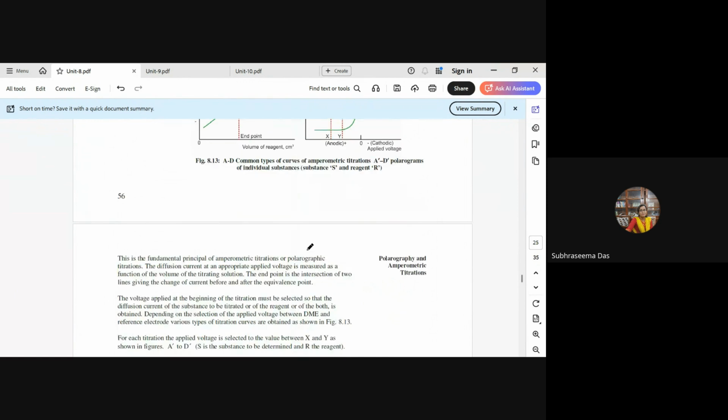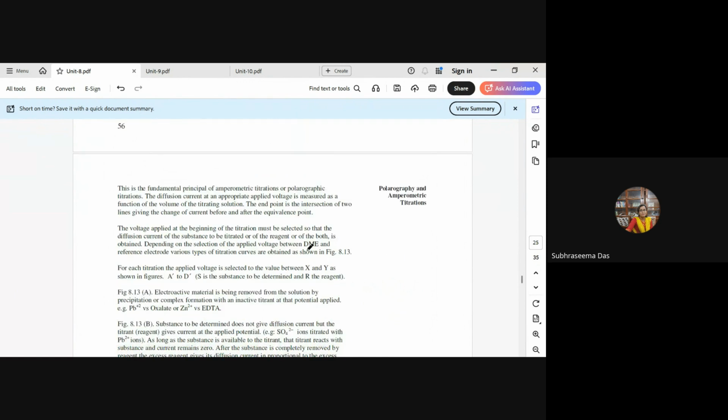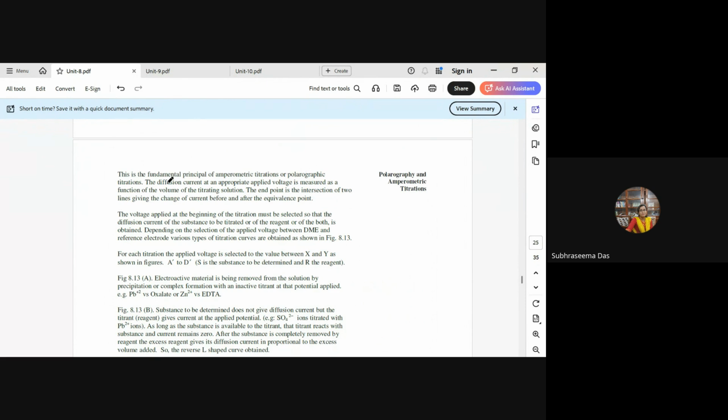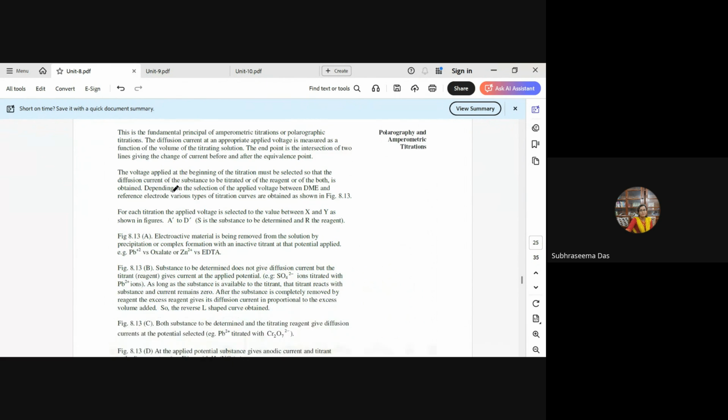that is performed. So this is the fundamental principle of amperometric titrations or polarographic titrations. The diffusion current at an appropriate applied voltage is measured as a function of the volume of the titrating solution. The endpoint is the intersection of two lines giving the change of current before and after the equivalence point. The voltage applied at the beginning of the titration must be selected so that the diffusion current of the substance to be titrated, of the reagent, or of both is obtained.